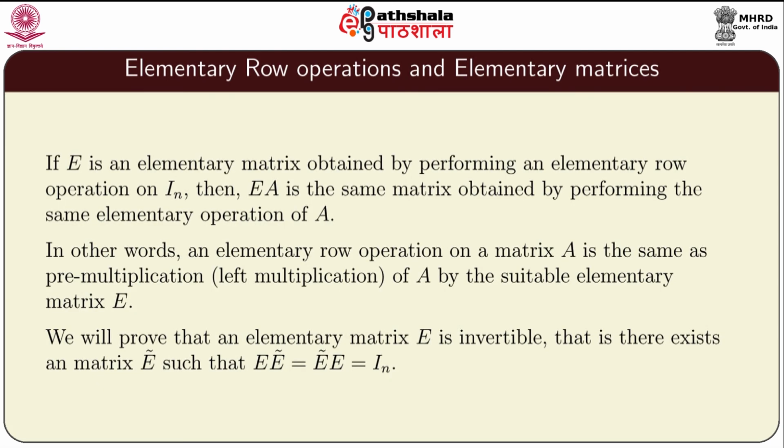If E is an elementary matrix obtained by performing an elementary row operation on In, then EA is the matrix obtained by performing the same elementary row operation on A. This is a very important observation. In other words, an elementary row operation on a matrix A is the same as pre-multiplication or left multiplication of the matrix A by the suitable elementary matrix E. So, an elementary row operation can also be seen as a matrix multiplication on the matrix A.